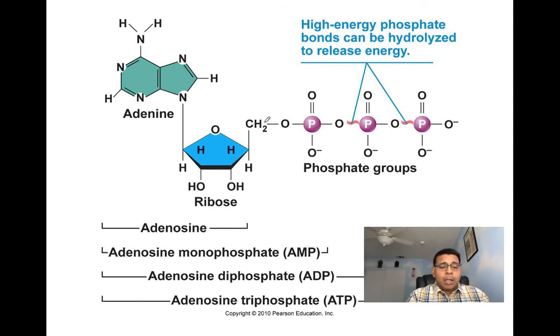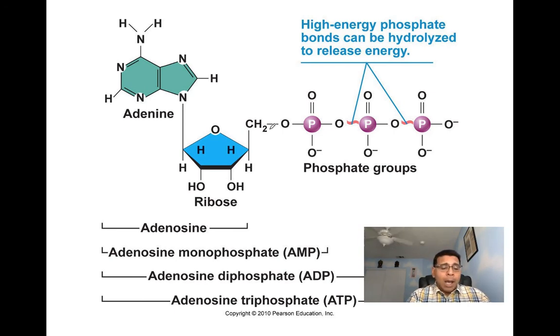ATP supplies are replenished as glucose and other fuel molecules are broken down. The same amount of energy that is released when ATP is broken down must be captured and used to reverse the reaction, to reattach phosphates to reform ADP, and then adding another phosphate to reform ATP.